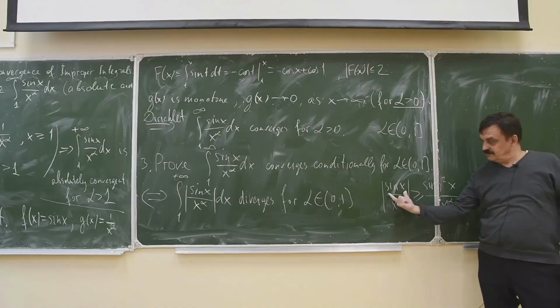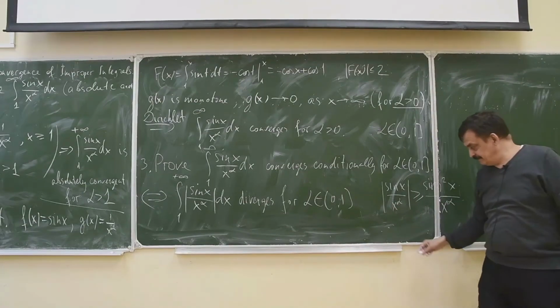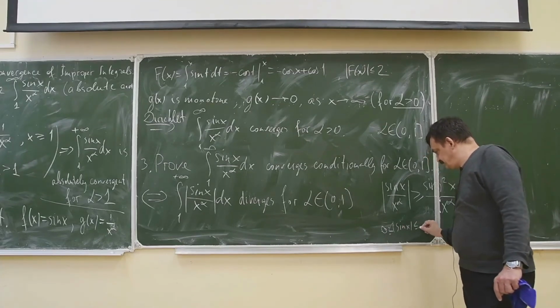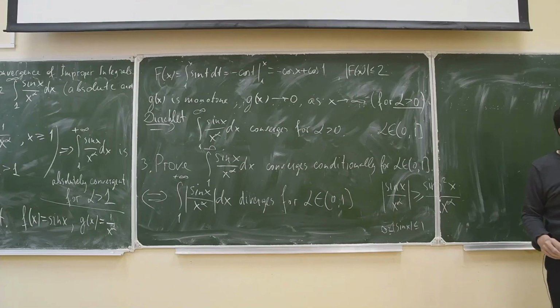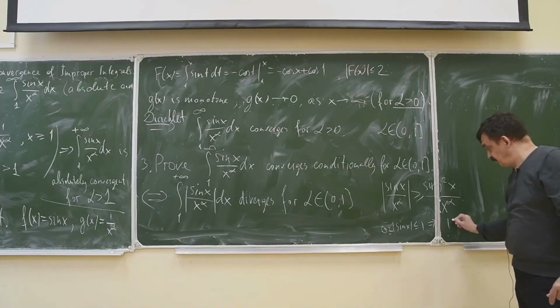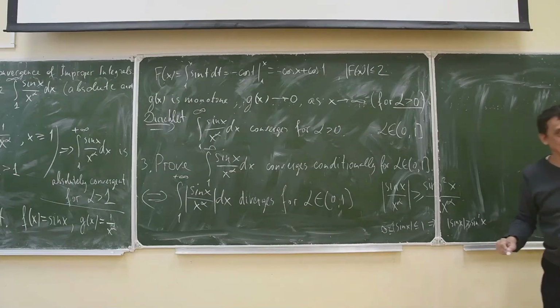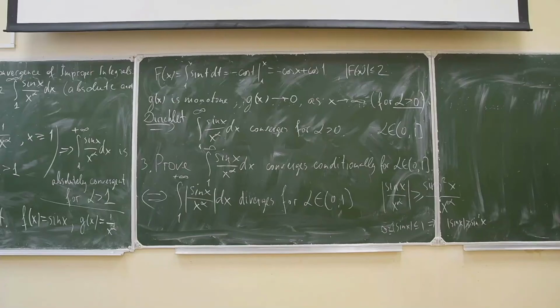Because modulus sine is a number which is between 0 and 1, right? And if you take a number from 0 to 1 and take its square, it will be smaller, right? So it means that modulus sine x is greater or equal than sine squared. That is a typical thing which works in many examples of this kind.